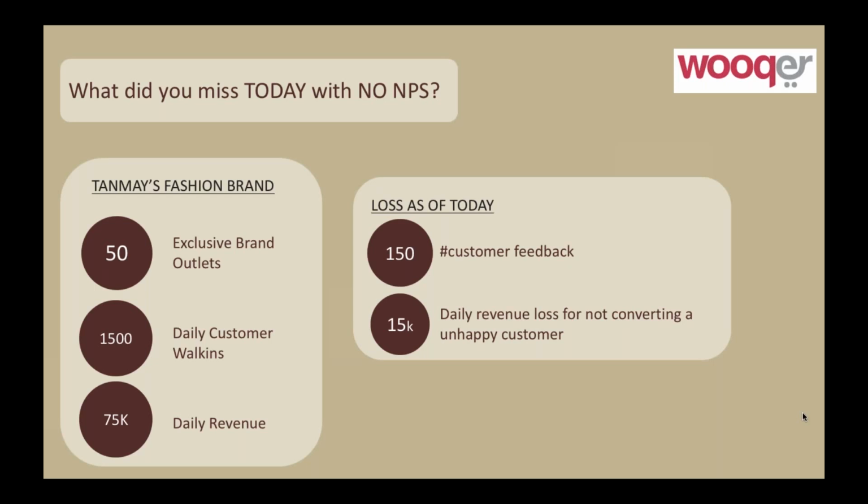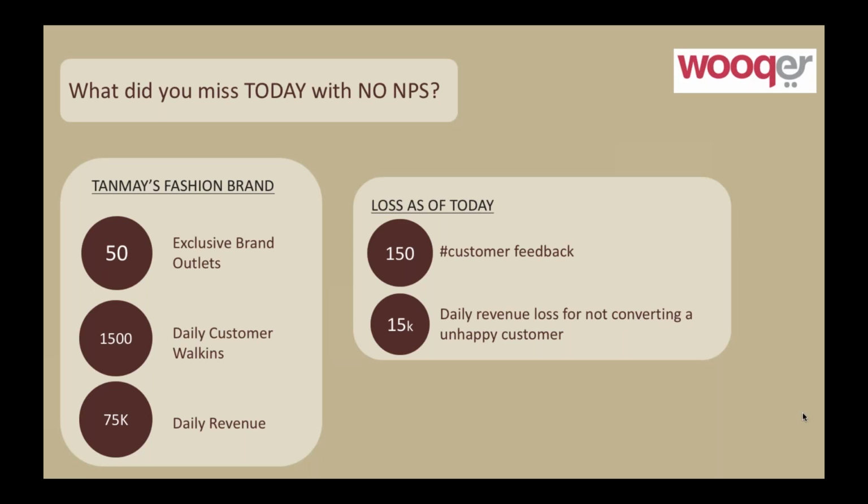Now, for him to manage customer feedback is very important because these 50 outlets could grow tomorrow to 100 outlets. But let's look at what he is losing if there is no customer feedback loop that he's maintaining and doing it at speed. In a good estimate, we are safe to assume that through all of his 50 outlets and 1,500 walking-in customers, he can at least expect 150 customer feedbacks in a single day.